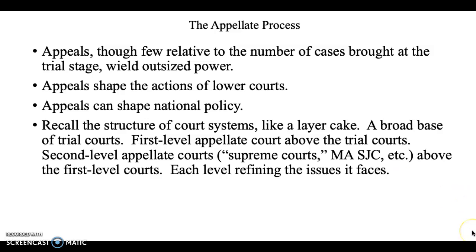The appellate process, right? That's where there's been a ruling at the trial court level. Remember the structure of the court system. It's like a layer cake. There's a broad base of trial courts at both the state and federal level. Then there are the first level appellate courts above the trial court. Then there are the second level appellate courts, like the Supreme Courts, the Massachusetts Supreme Judicial Court, that are above the first level courts. Each level refines the issue it faces.